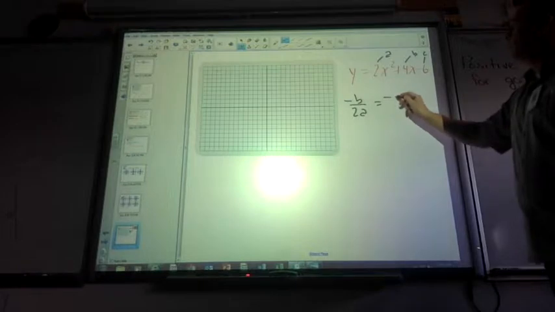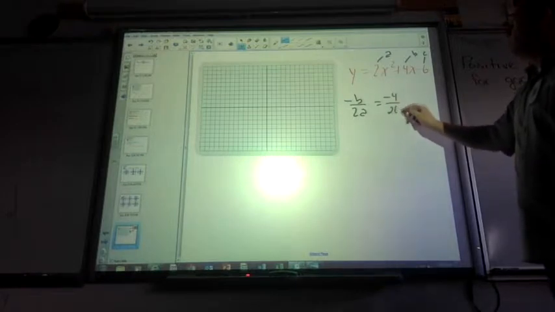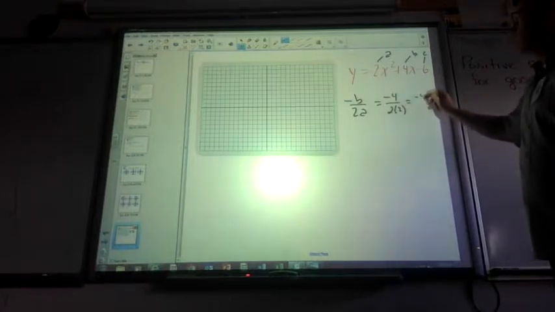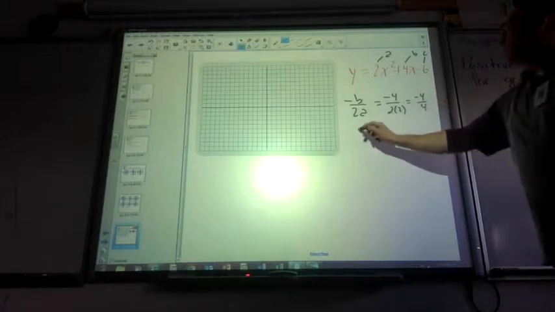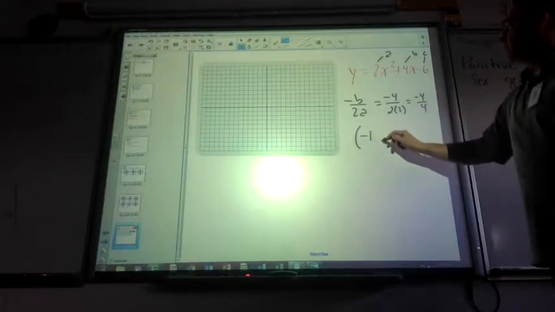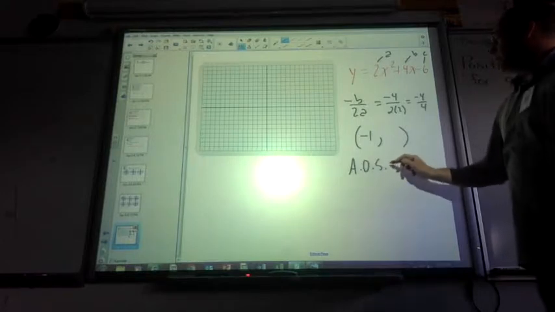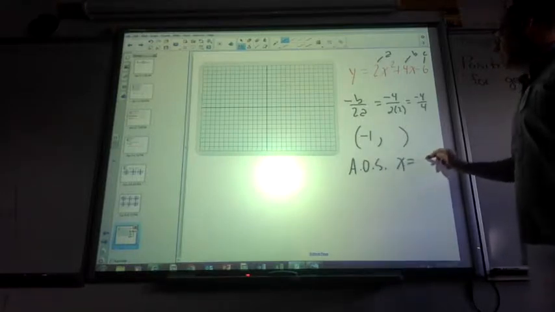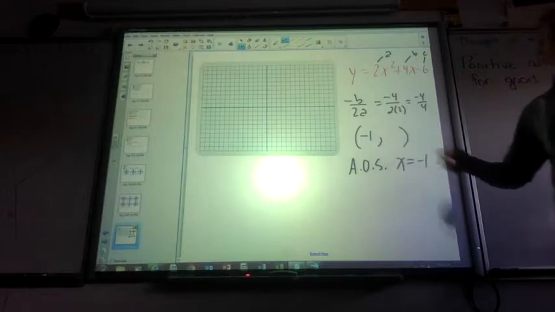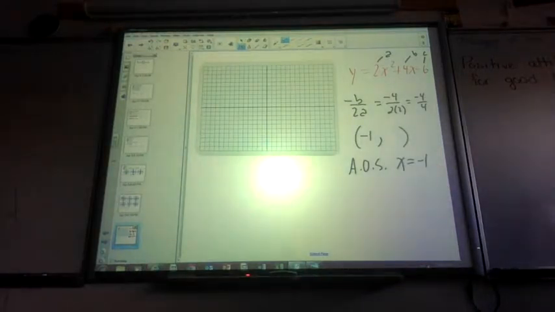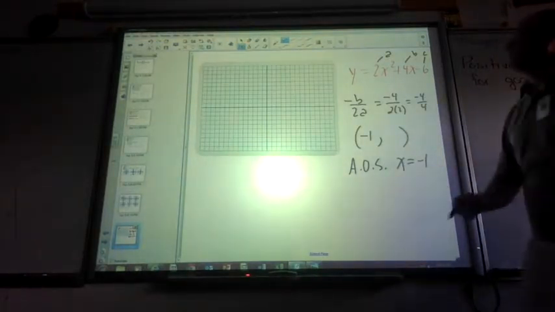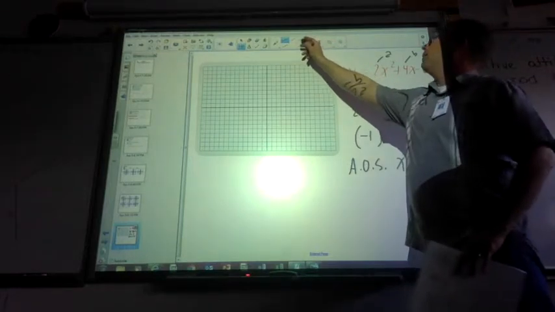So I'm going to get negative 4 over 2 times 2, which is negative 4 over 4, which is going to give me a negative 1. So my axis of symmetry is x equals negative 1. And I have the x component of my vertex. How do I find the y component of my vertex? Plug it in.